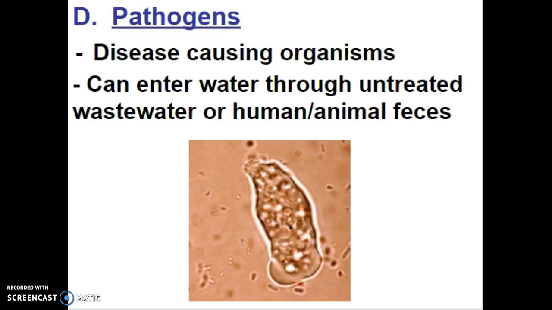Again, pathogens are another way that water quality can degrade. These are disease-causing organisms. Pathogens can enter the water supply through either untreated wastewater or human or animal feces. Again, that's going to put bacteria and viruses in the water that can cause sickness and degrades water quality.